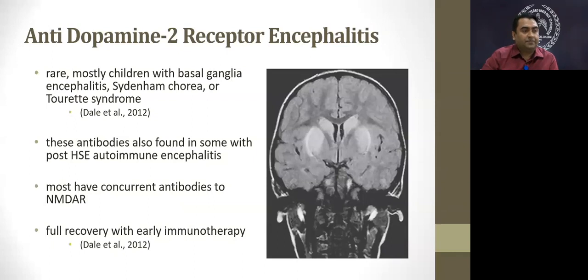Anti-dopamine 2 receptor encephalitis, or basal ganglia encephalitis, is fairly rare, but when it presents, it's usually in children as a basal ganglia encephalitis or other neurologic syndrome. These antibodies are also found in some with post-herpes simplex autoimmune encephalitis, which comes a few weeks after the viral illness. Up to 20% are generally found to have this presentation post-viral illness. Most have concurrent antibodies along with D2, such as the NMDA receptor, and have a good prognosis with full recovery with early immunotherapy. You can see the involvement of the typical site, the basal ganglia.